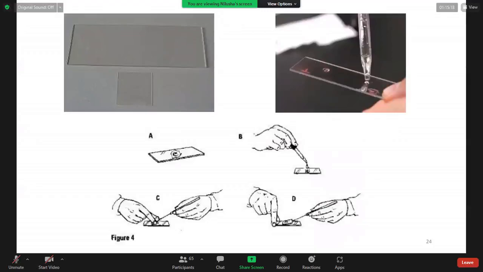Excuse me, madam. Do we write the steps in passive voice or active voice? Passive voice. Okay, ma'am. Thank you. All the procedure should be in the passive voice.